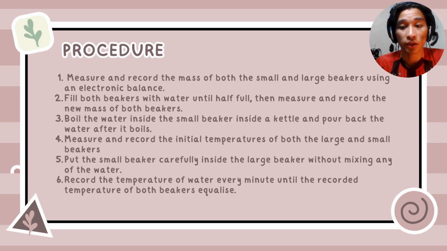Boil the water inside the small beaker inside the kettle and pour back the water after it boils. And next, measure and record the initial temperature of both large and small beakers. Put the small beaker carefully inside the large beaker without mixing any of the water. And lastly, record the temperature of the water every 3 minutes until the recorded temperature of both beakers are equalized.